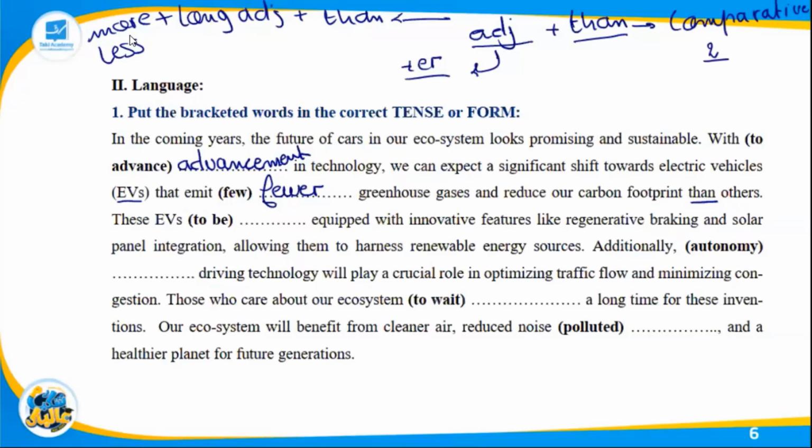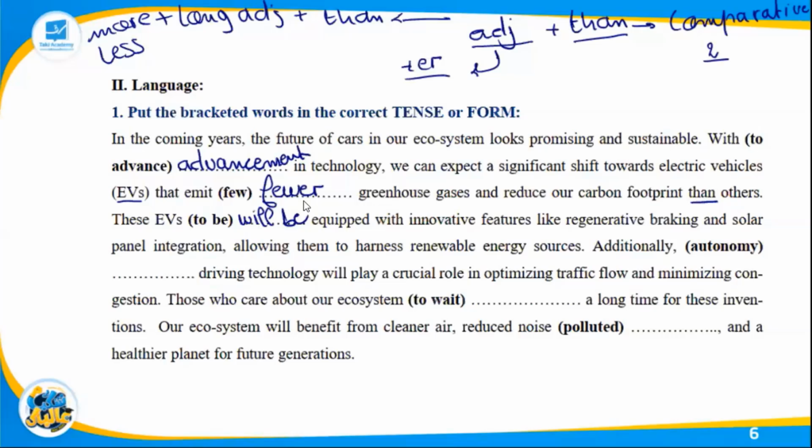These EVs equipped with innovative features like regenerative braking and solar panels, etc. Okay, the verb to be: how is it going to be conjugated, in your opinion? Why did you conjugate it in the passive? Because it says in the coming years, okay? In the years to come. So simply I am going to conjugate this verb in the future. It's going to be will be. They will be equipped, okay? We said so.